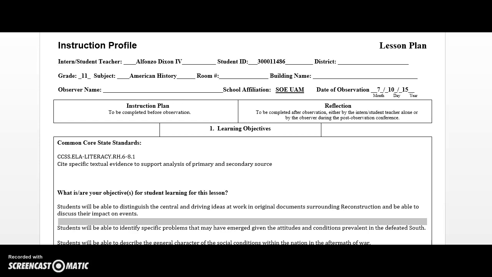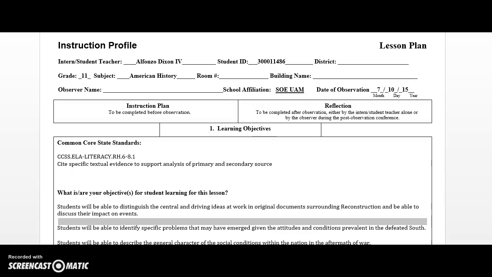How you doing? My name is Alfonso Dixon, and I'm doing my lesson plan on American history, 11th grade level. The subject matter is Civil War and Reconstruction. Okay, start off with learning objective.